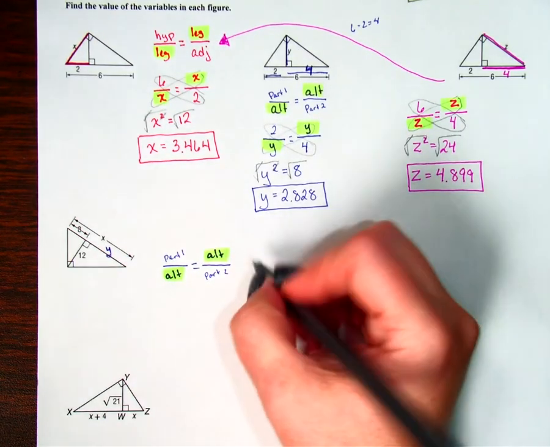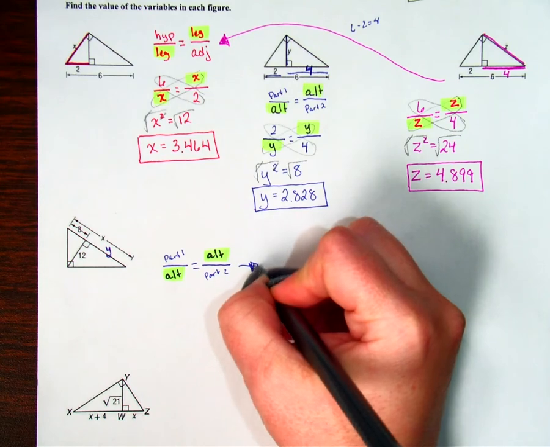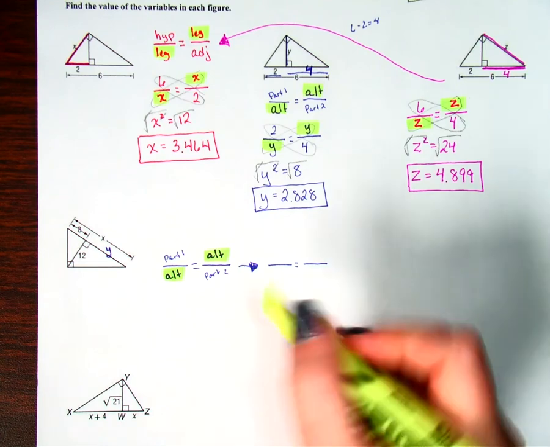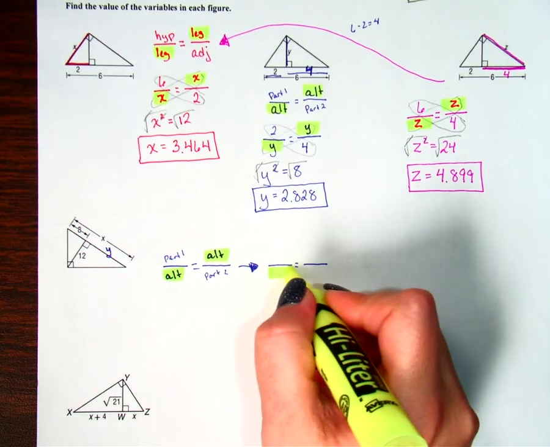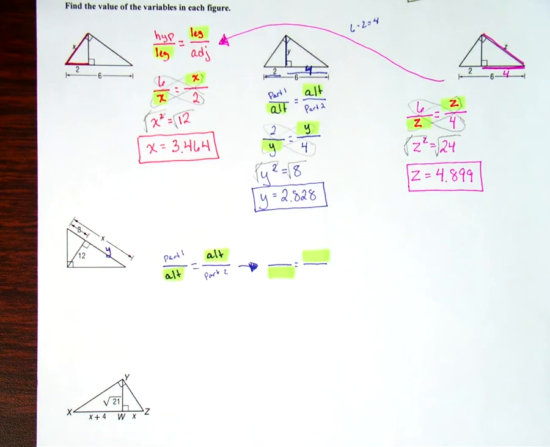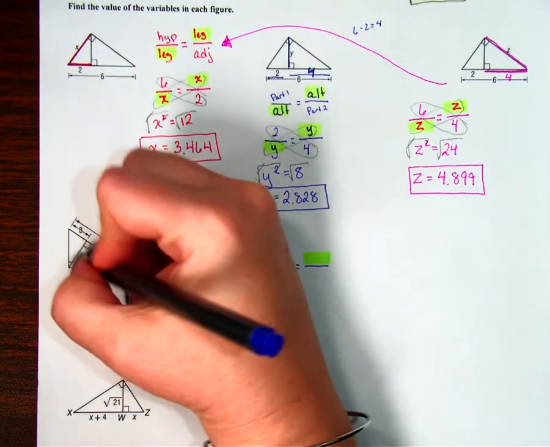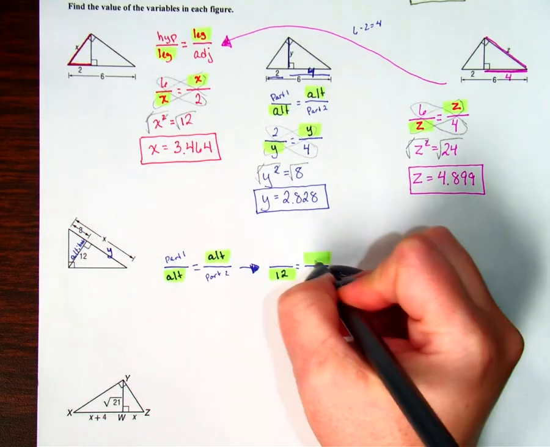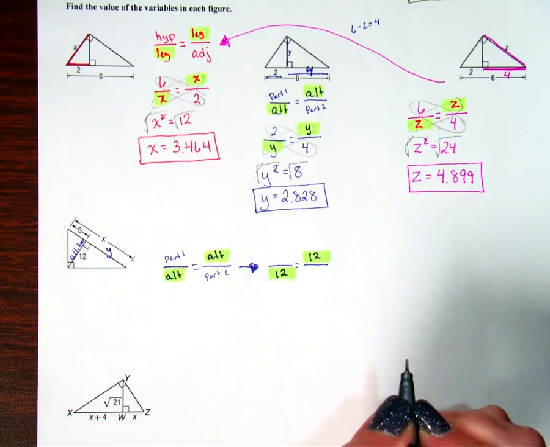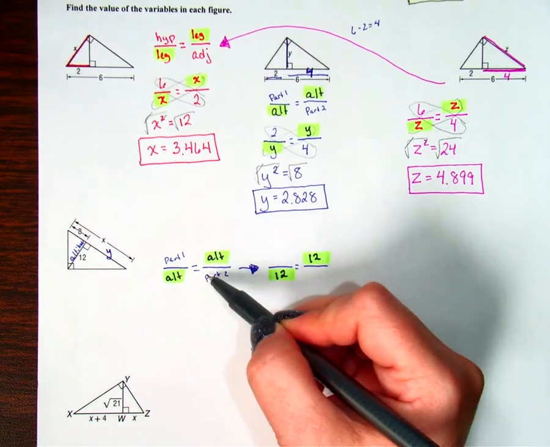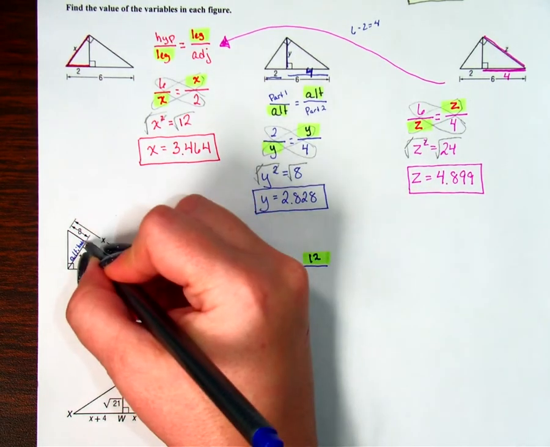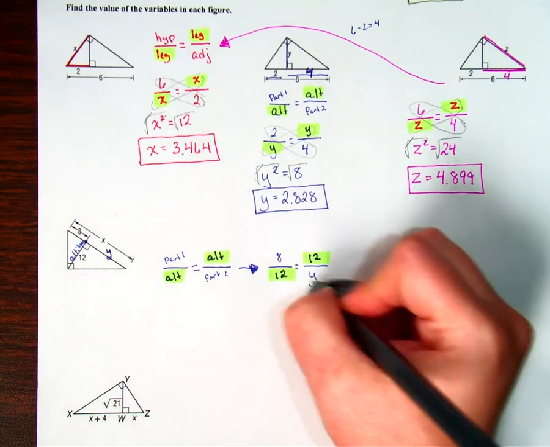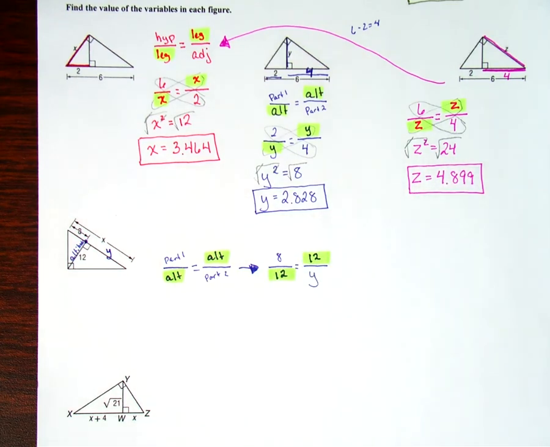Okay? So let's fill this in. My altitude is the geometric mean, so that means it goes in the bottom and it goes in the top. My altitude here is 12. This one is my altitude. So that is a 12. It's the geometric mean between the two parts that the hypotenuse is divided into by that altitude, which is 8 and y. So 8 goes in one spot, y goes in the other, and they're interchangeable because either way you're going to multiply them together.